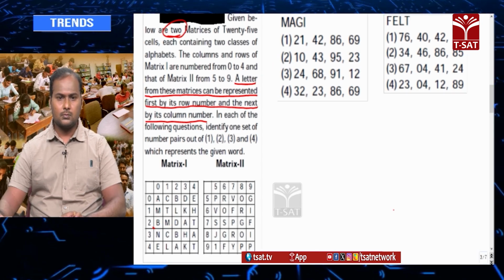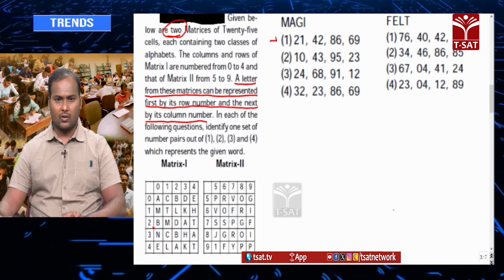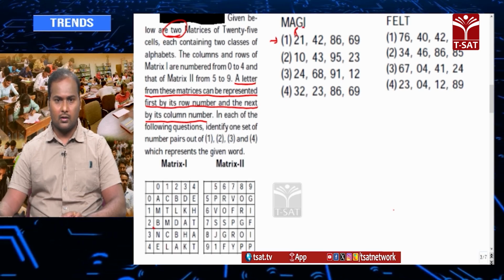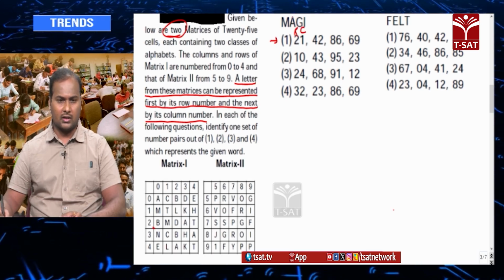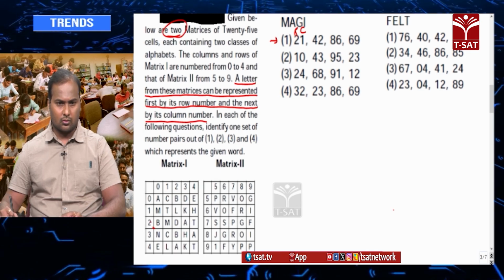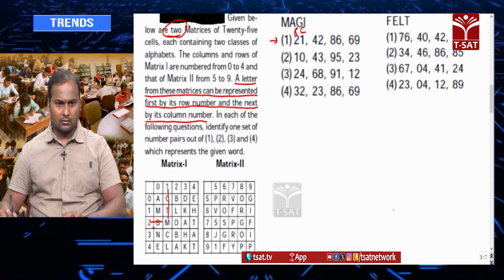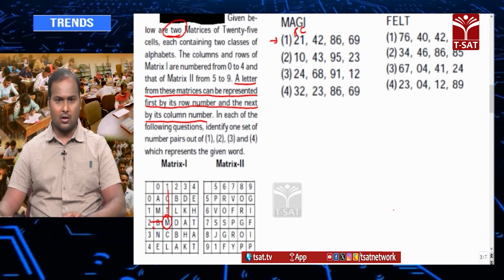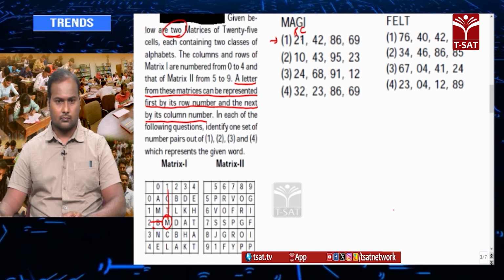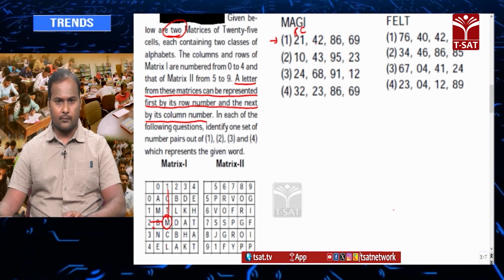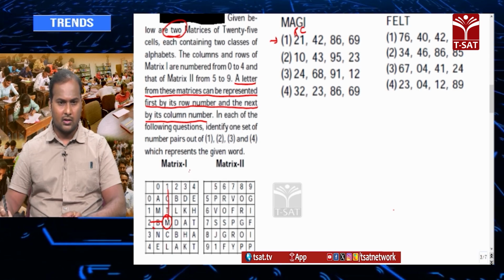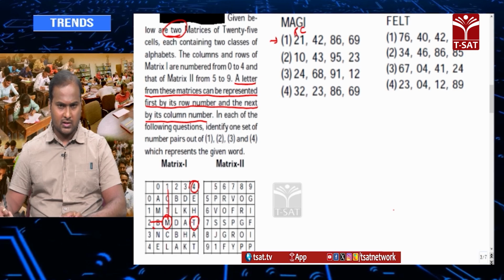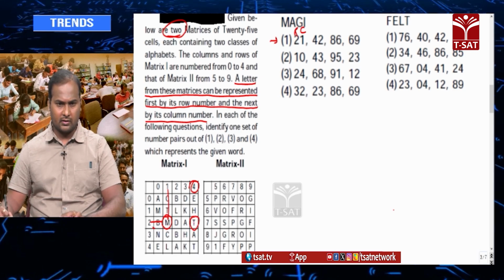See here, first take option 1. In option 1, 2, 1. What is this 2, 1? Row and column. So 2 is row and 1 is column. So check it out, 2, 1. What is here? M. So 2, 1 is coding for M, or 2, 1 represents M. Next one is 4, 2. Is 4, 2 representing A? Check it out here. Is 4 and 2 representing A? No, it is representing T.